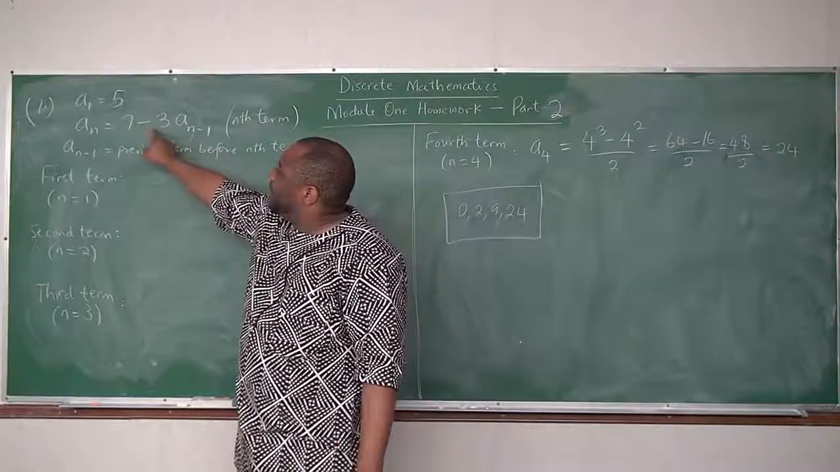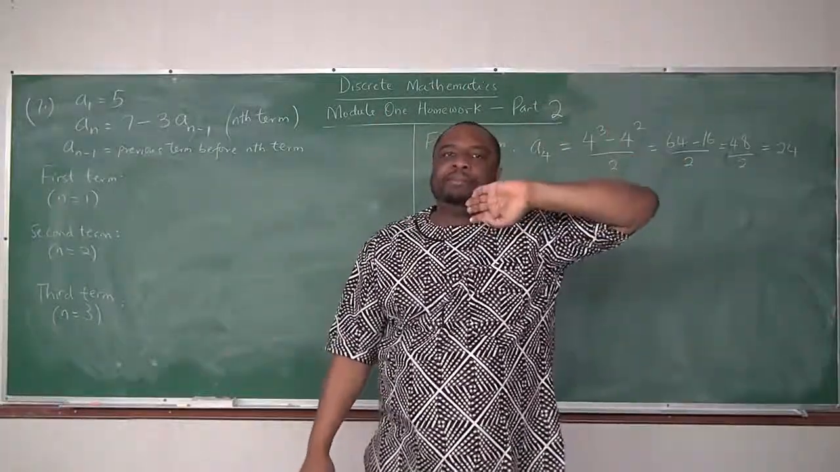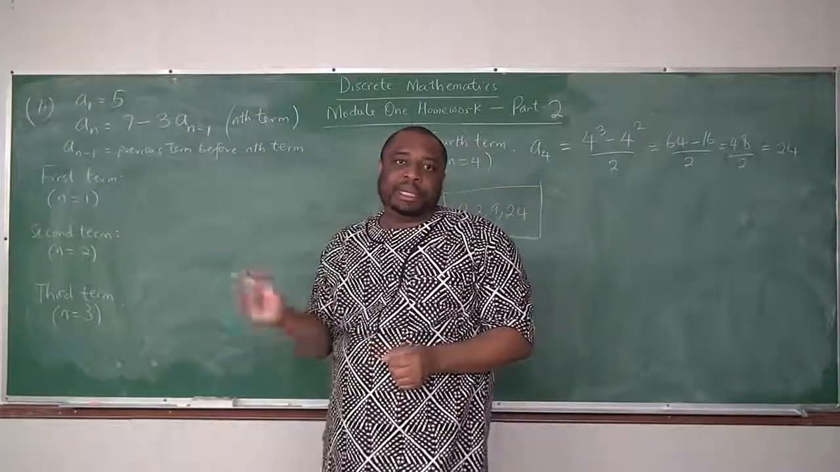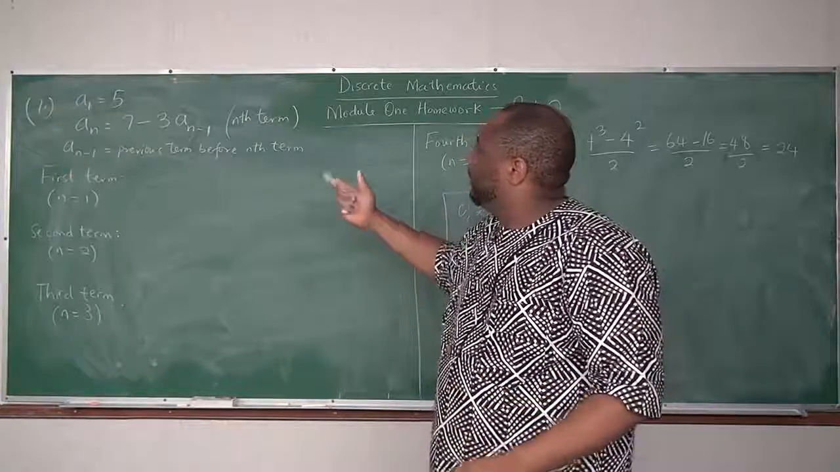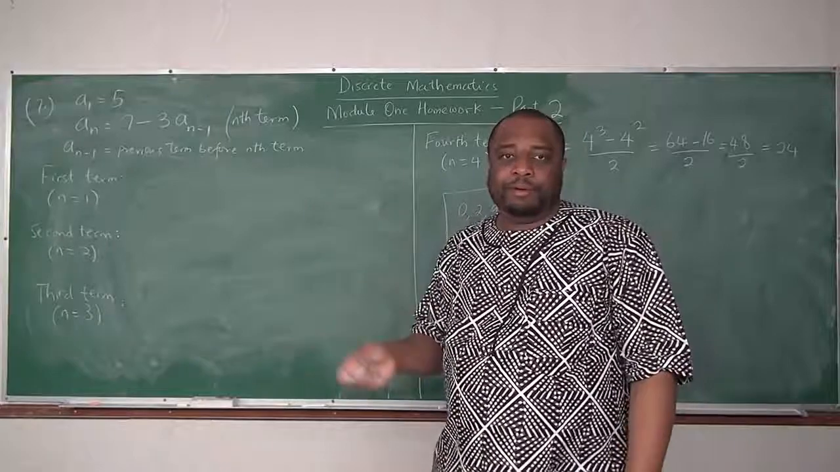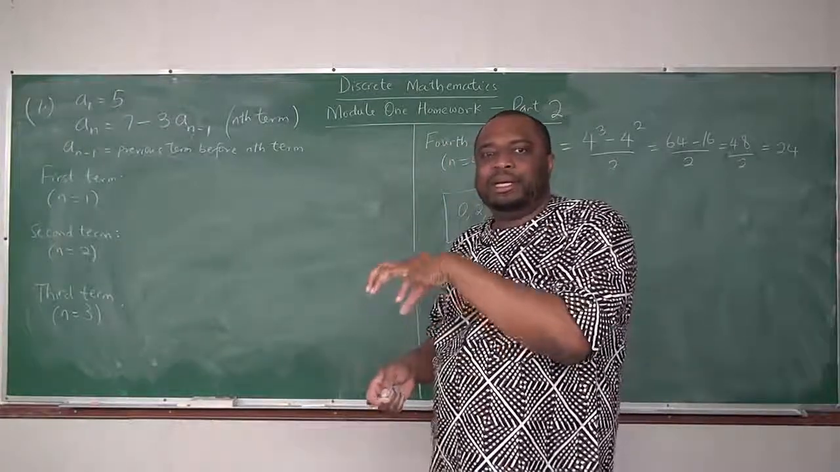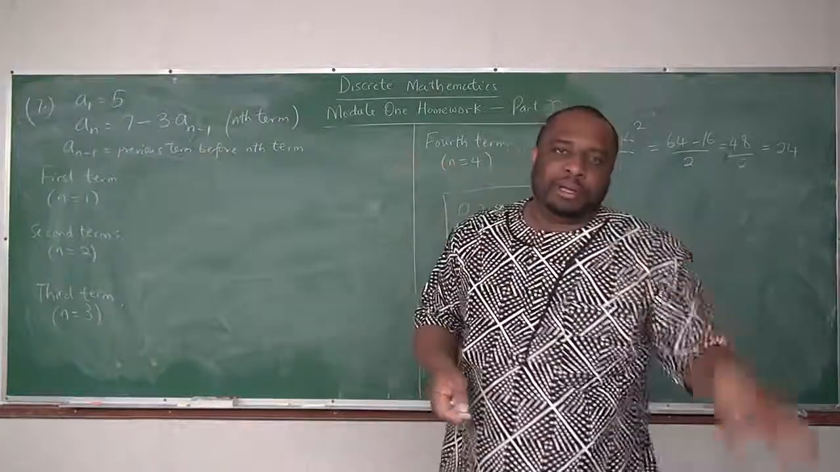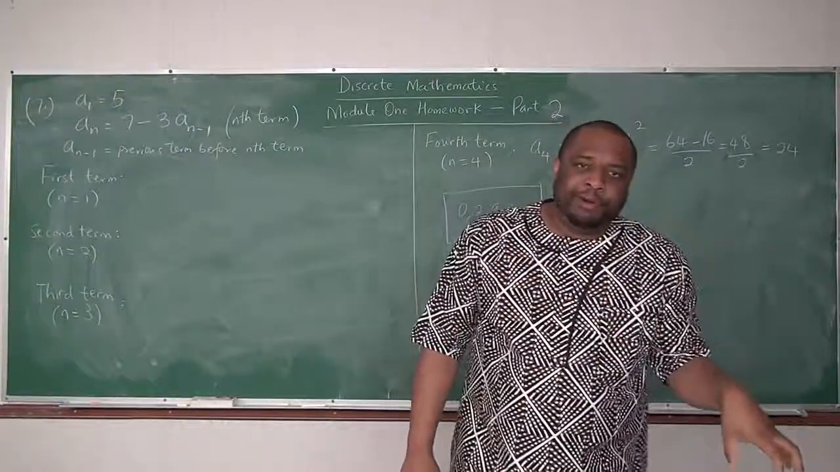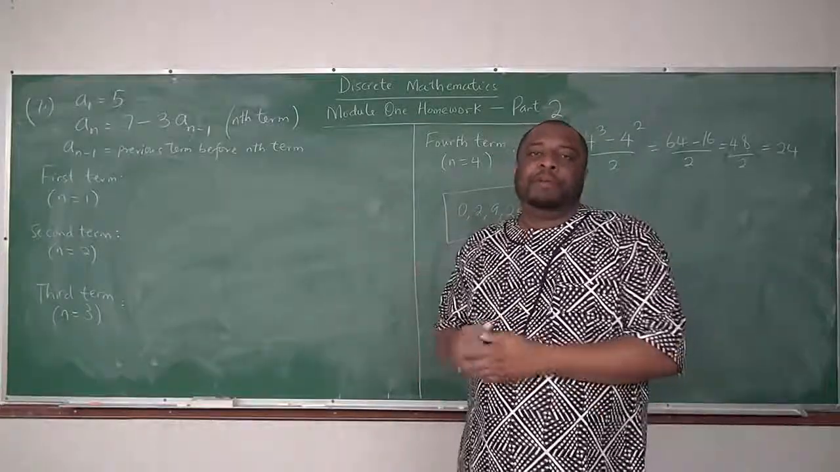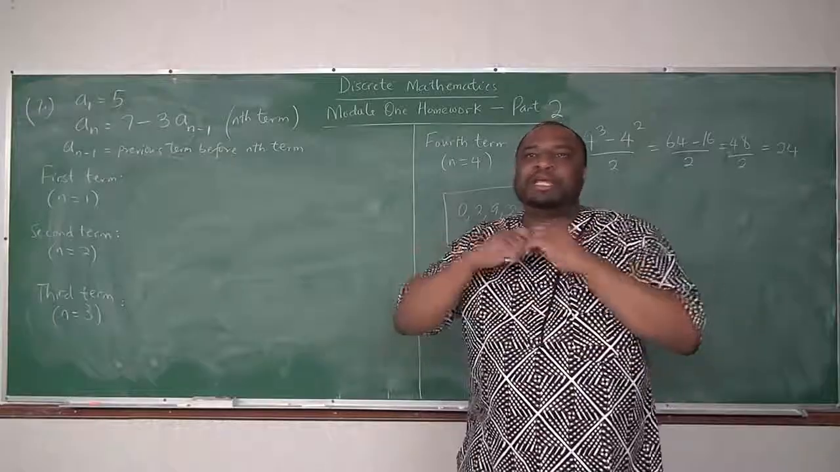So you see that for you to get this nth term, you have to get the previous term for it. That is with a recursive formula. It is a formula where each term of the sequence is got from a previous term. That is why it is a recursive formula. For an explicit formula, you do not have to get any term from the previous term. You can just get any term right away.